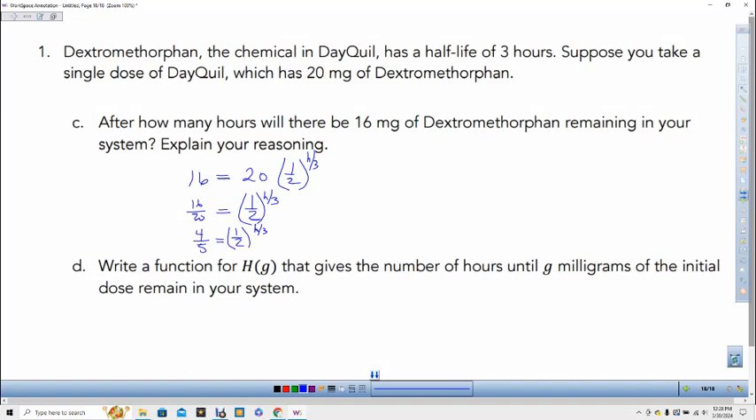So now we run into a problem where there's not an easy way to solve for this with the 1-to-1 property, because there's no power you can raise 1/2 to make it 4/5. So this is where we're going to have to actually take the log. So over here, once again, we've got 4/5 is equal to 1/2 to the h over 3. You'll see why I left that space here in just a second.